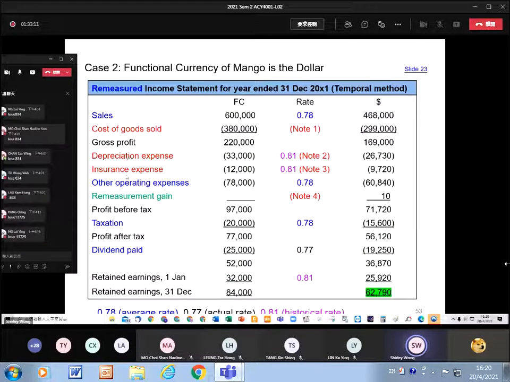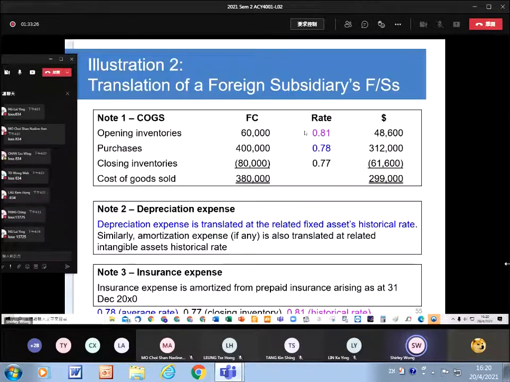Cost of goods, depreciation and insurance, I have already explained it to you because it is based on historical rate. The day you pay the insurance, the day you buy the fixed asset, and then calculate the depreciation based on the historical rate. How about the cost of goods sold? For the cost of goods sold, we need to do a note. Let's have a look for that.